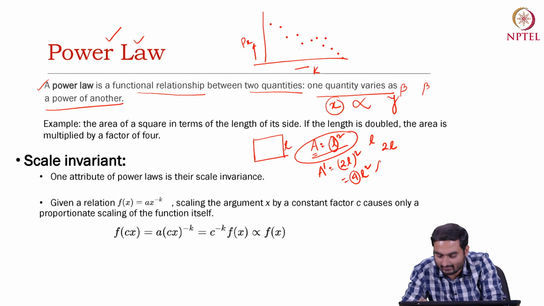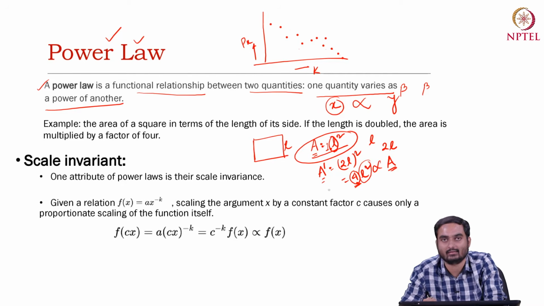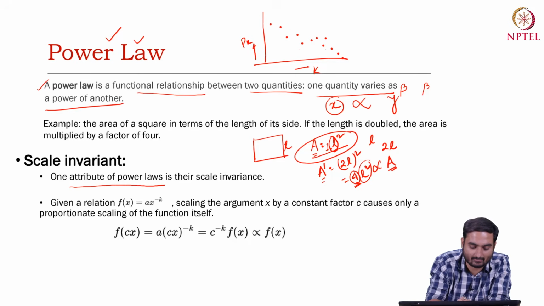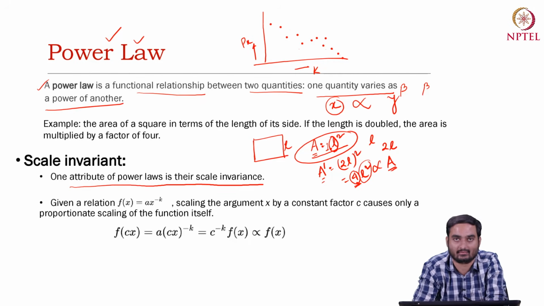So you see that A dash is proportional to A. Why? It is just a scale, it basically scales up the value. Earlier it was 1 times L square, now this is 4 times L square. But the functional form, where one is a power of another, remains the same, okay? This property is called the scale invariant property. One attribute of a power law is that it is scale invariant, okay?